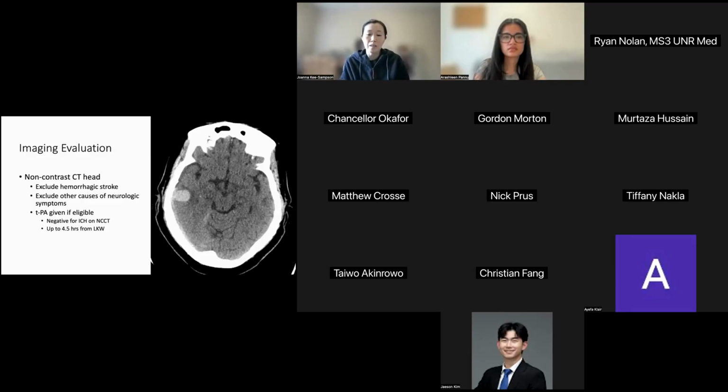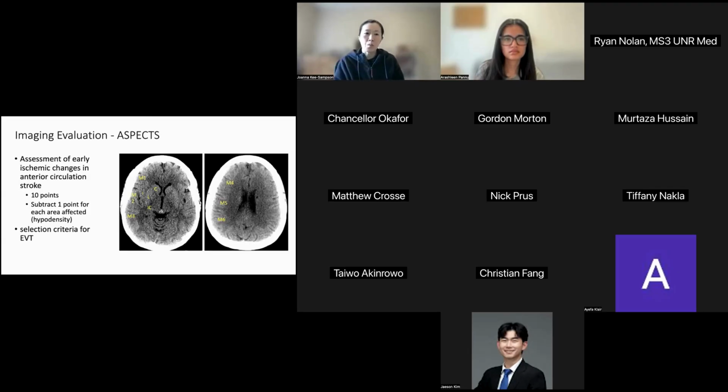For example, on the CT, this patient actually had a hyperdense mass in the brain, and that was the underlying cause of their stroke symptoms. And then the third purpose of this non-contrast CT head is to determine whether they can receive the thrombolytics, right? If they are presenting within 4.5 hours of their last known well and they have no other contraindications, and it's a negative CT head for any intracranial bleed, then they could potentially be given the intravenous thrombolytic drug.